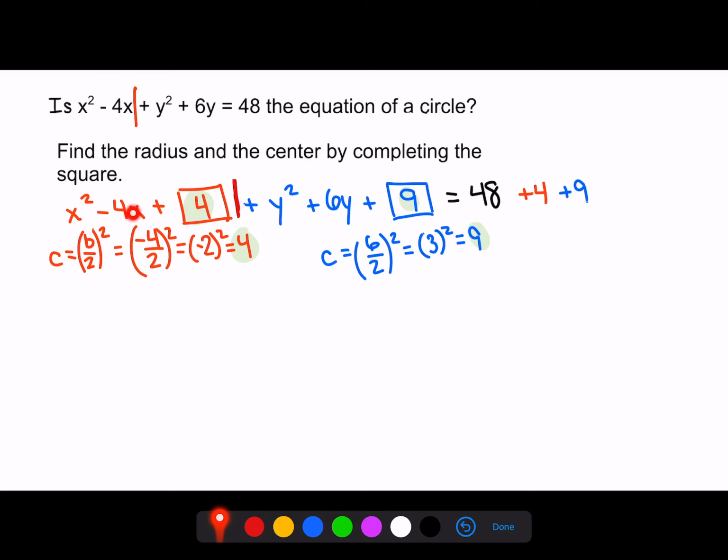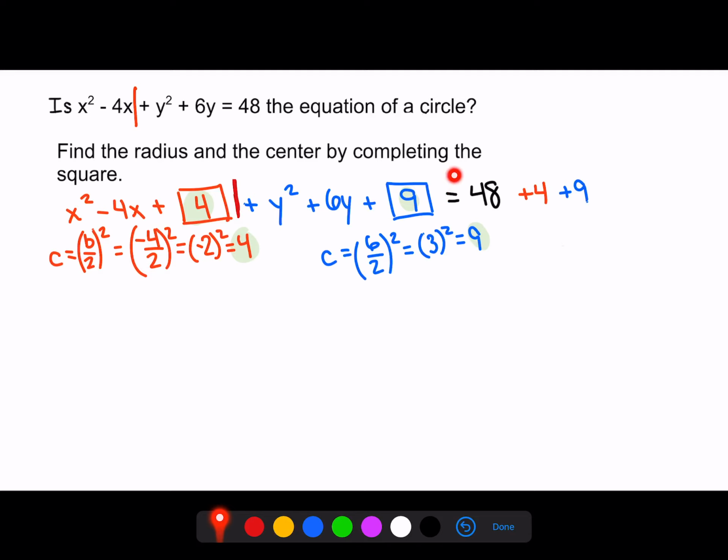Half of -4 is -2. -2 squared is 4. So that's what goes inside this box. So I add a 4, and then I add a 4 to the other side as well. Because what I do to one side of my equation, I must do to the other side. And the sides of the equation are always determined by the equal sign.